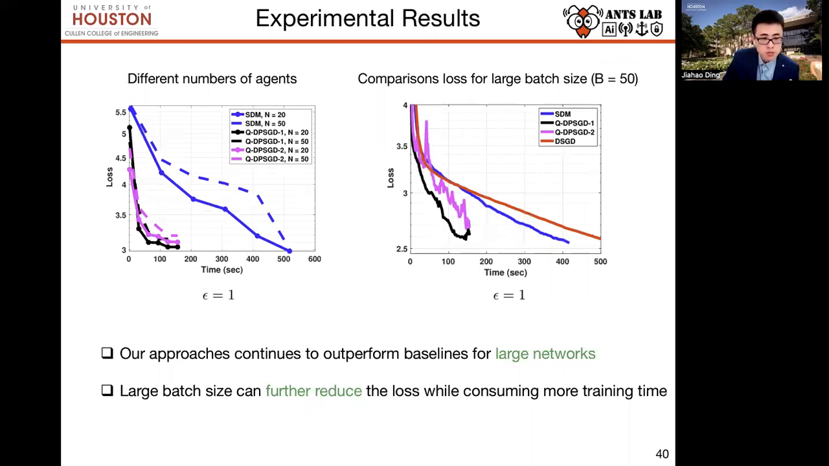And here is the experiment result on the model performance with different numbers of agents and with large batch size. On this part, we can see that compared to other methods, our approaches continue to have better performance for large networks. And on this part, we can see that the large batch size can further reduce the loss while consuming more training time.